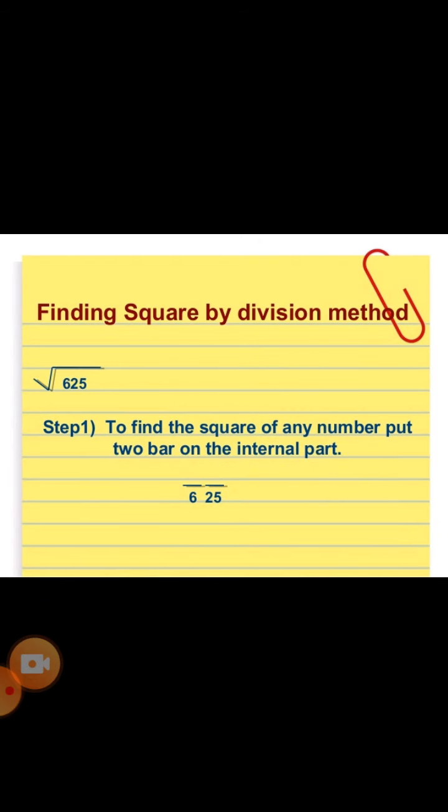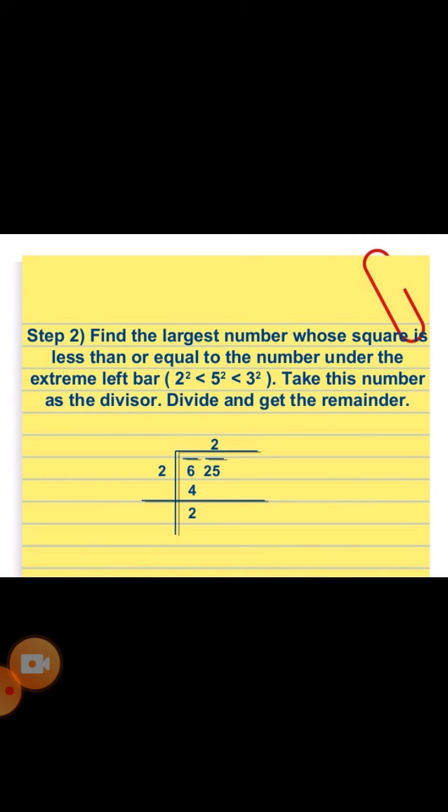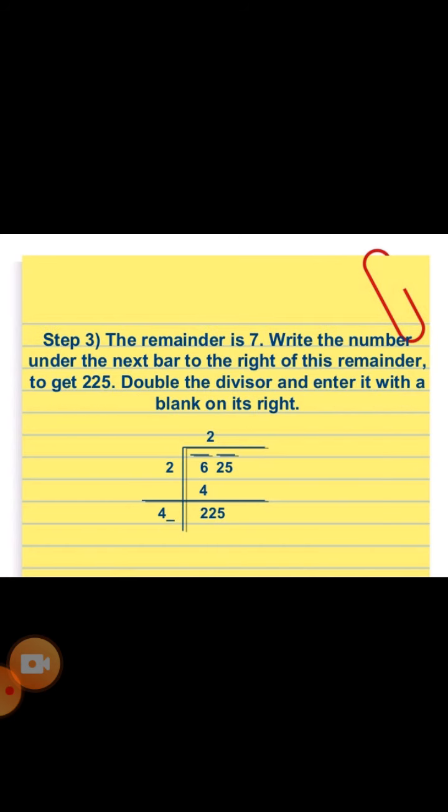Finding square root by division method. Here we find the square root by the division method. Step 1, to find the square root of any number, put a bar on the integral part. In step 2, find the largest number whose square is less than or equal to the number under the extreme left bar. Take this number as the divisor. Divide and get the remainder.